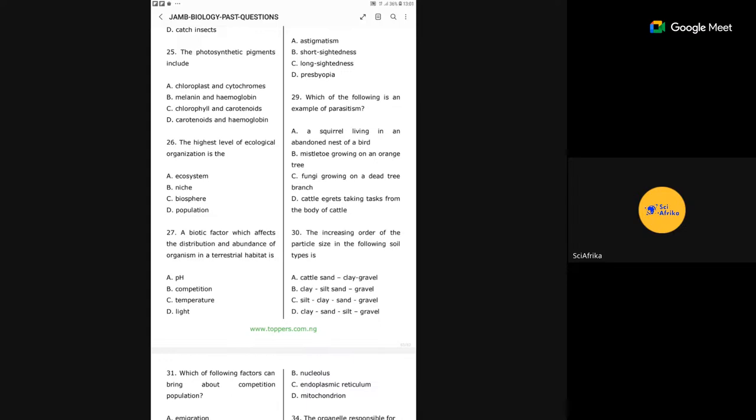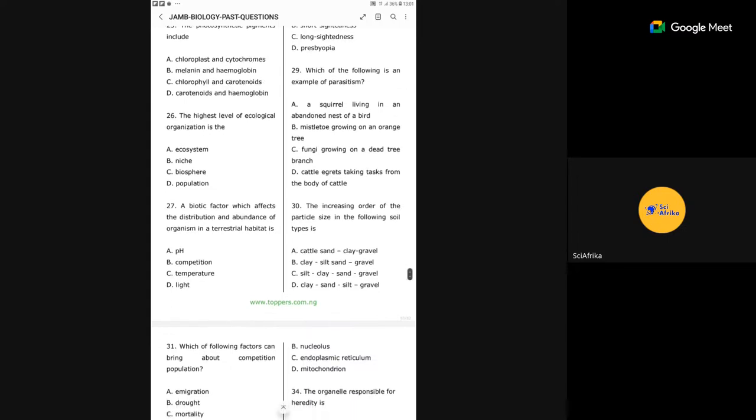So the answer to the question is what? Option B, mistletoe growing on an orange tree. Mistletoe is a parasite. It derives nutrients from other plants. So in that case, it could endanger the plant if care is not taken. So the answer is Option B. We'll go to the next one.